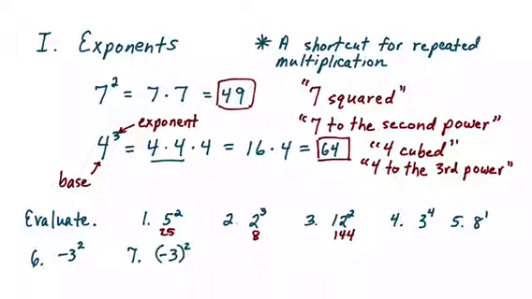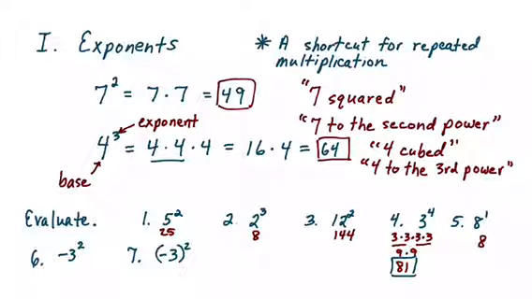All right, on number 4, we've got to multiply 4 3s. The nice thing about multiplication is we can pair up our 3s, and this is going to end up being 9 times 9, which is 81. On number 5, anything to the first power is itself, so this would be 8.